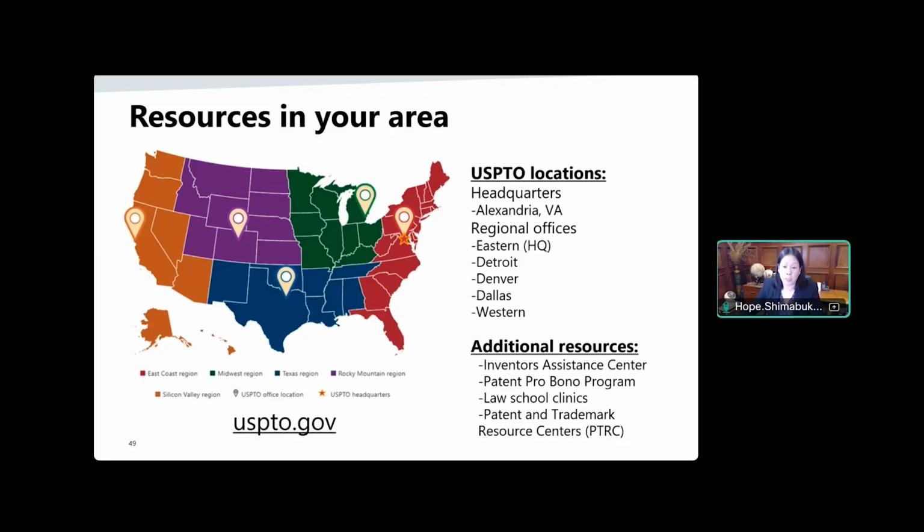So finally, I'm going to talk a little bit about the resources that we have at the USPTO, and then after that, I will open it up to Q&A. The USPTO has a number of different resources. Apart from headquarters in Alexandria, Virginia, we also have 3 regional offices, which includes Detroit, Dallas, and San Jose. We recently announced the closure of our Denver office. And so we have regional offices still in those regions.